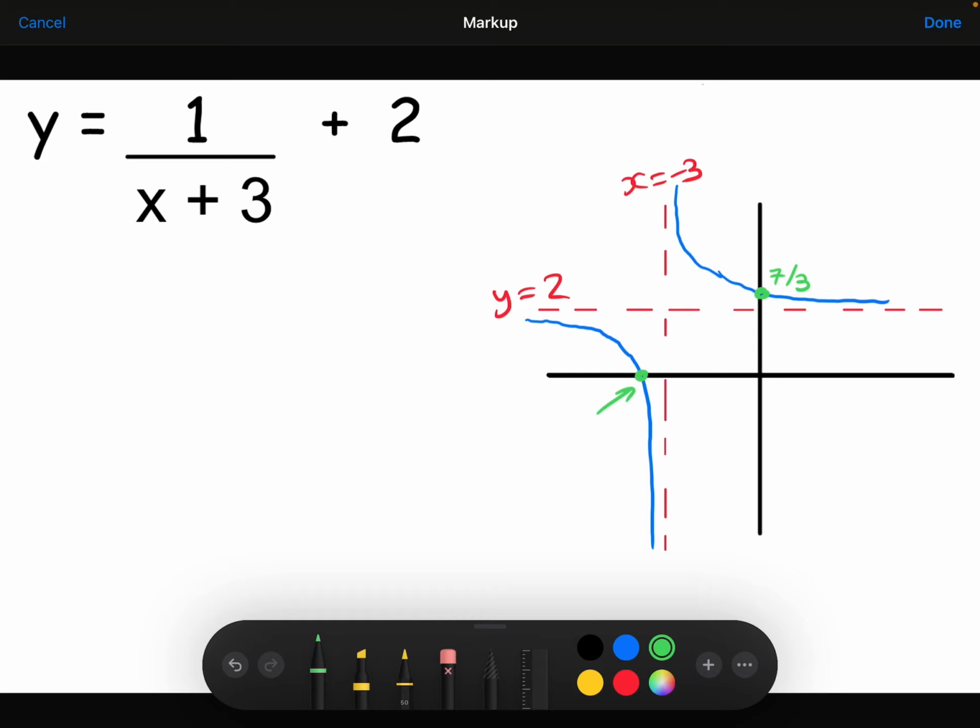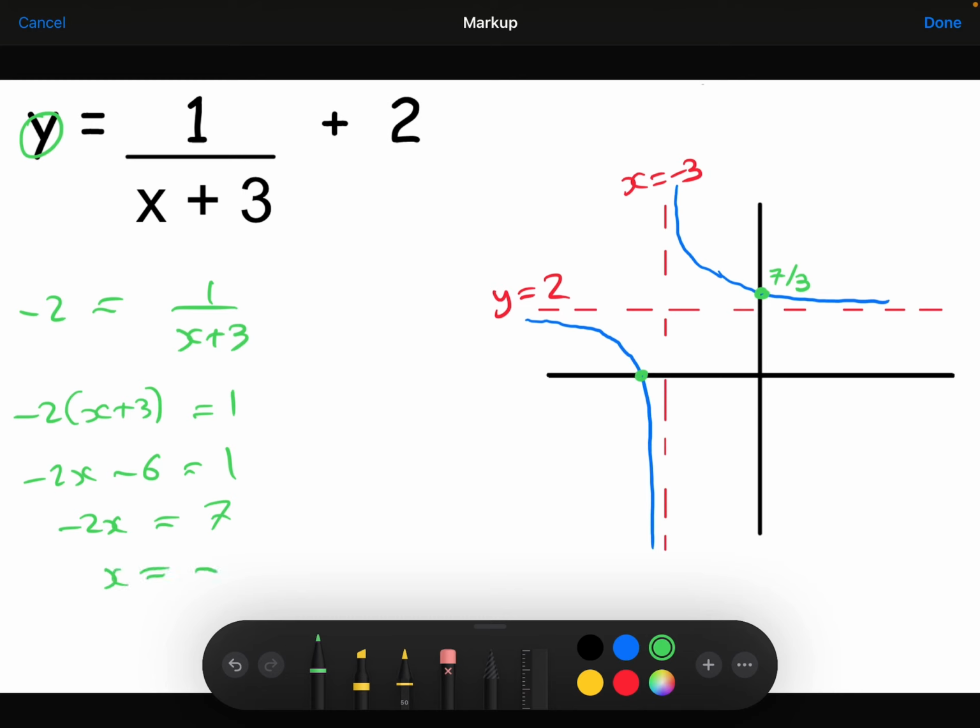At this point here, I know that y is equal to 0. So if I make y 0 here, and then rearrange this equation to solve, I find that x is minus 3.5. And there we go.